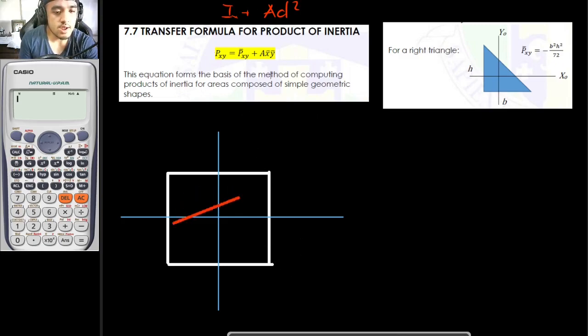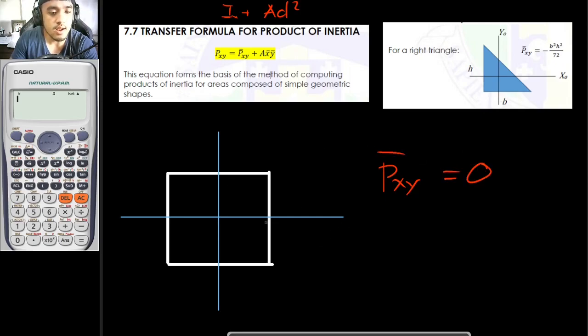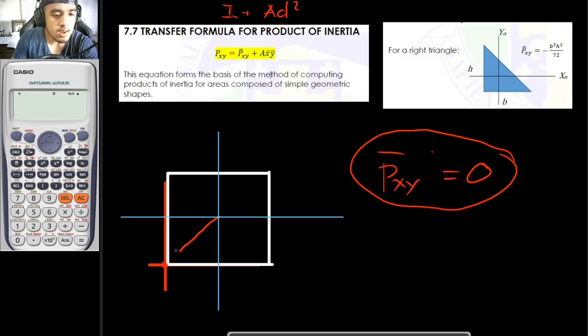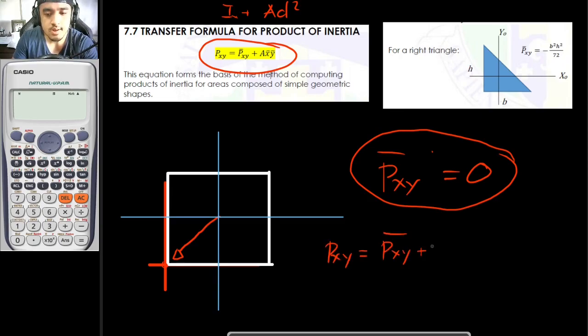So for this section right here, which is this square part, or this symmetrical part, once again, its centroidal product of inertia is equal to 0 since this is symmetrical. But for example, you want to solve for the product of inertia about this axis right here. You would just be transferring this product of inertia to this point. It would be as simple as that. So using this equation, Pxy is equal to the centroidal plus area times bar x and bar y.